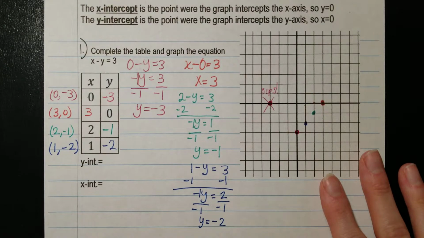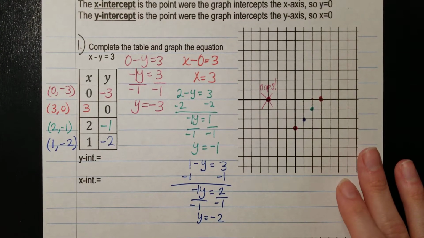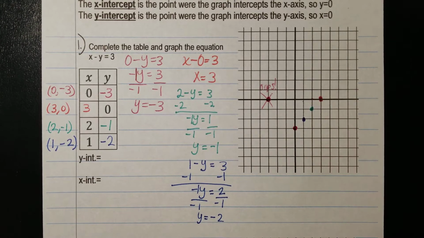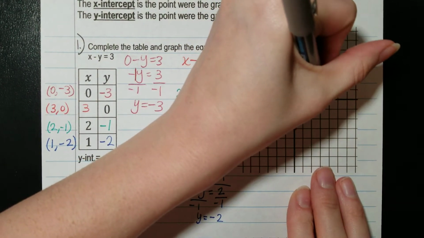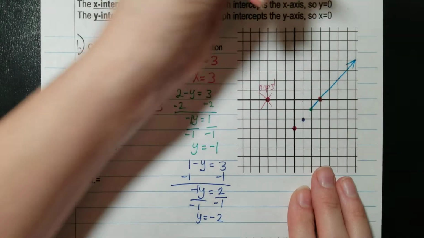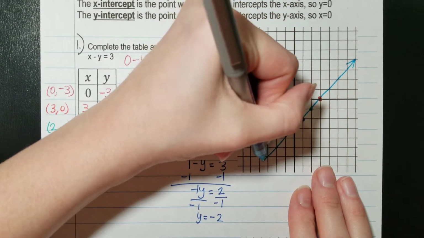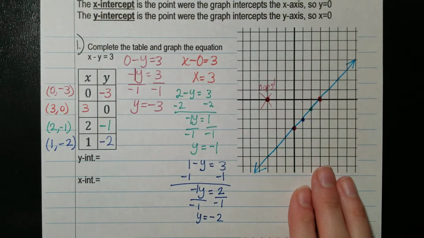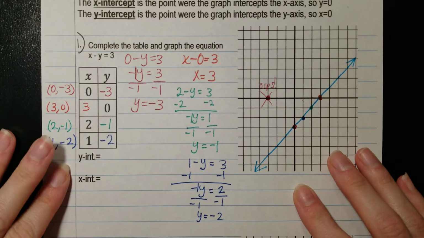All right, so now I need to go ahead and complete the graph by actually drawing the line. So it's going to go through these points that I've plotted, but it doesn't stop at those points. Those are not the only points on the graph. It keeps on going, and it should have an arrow on the end. All right, and there we have the graph.